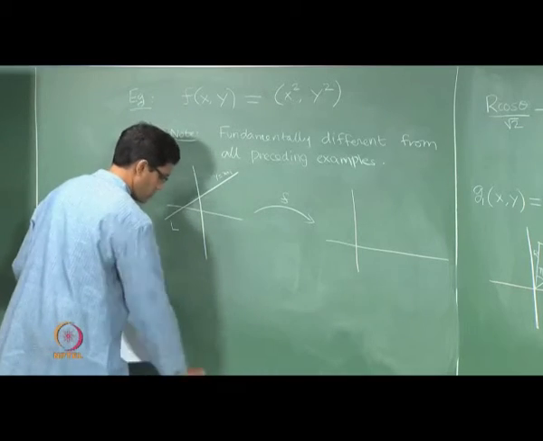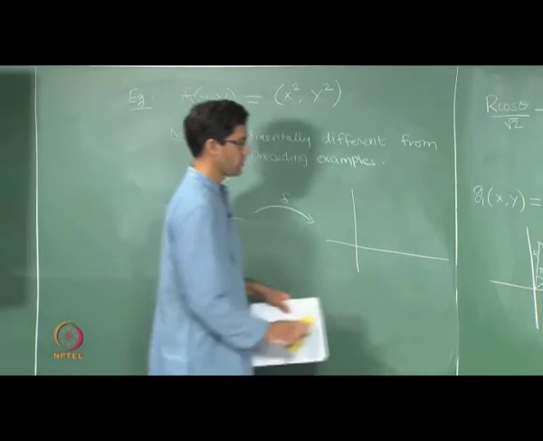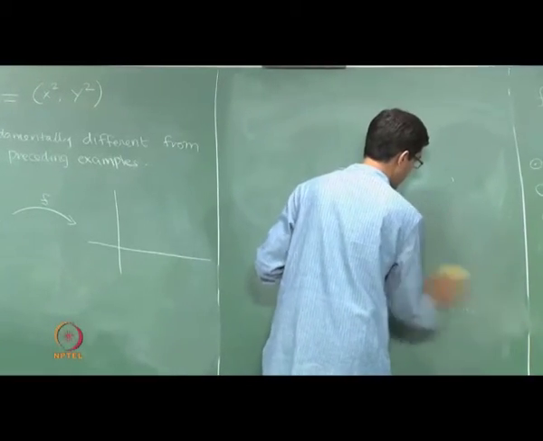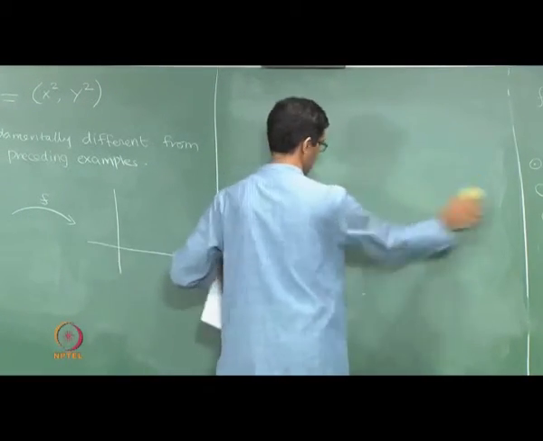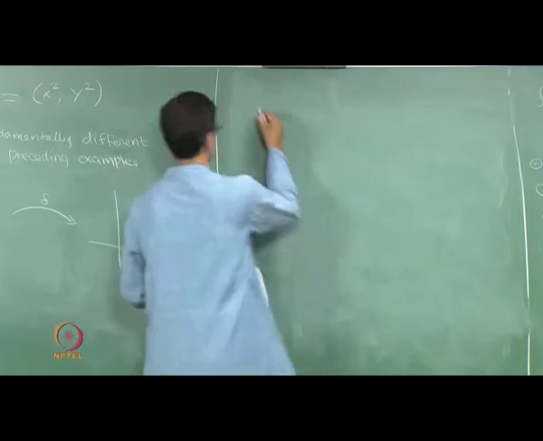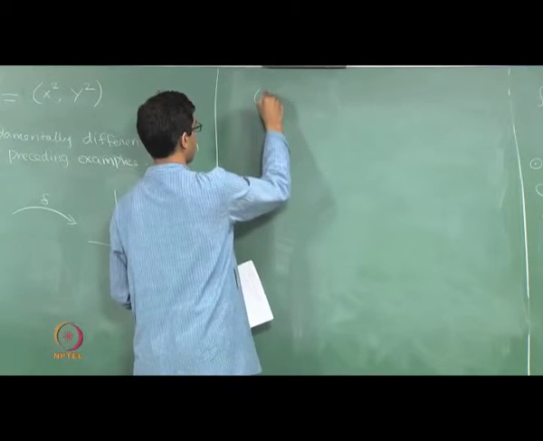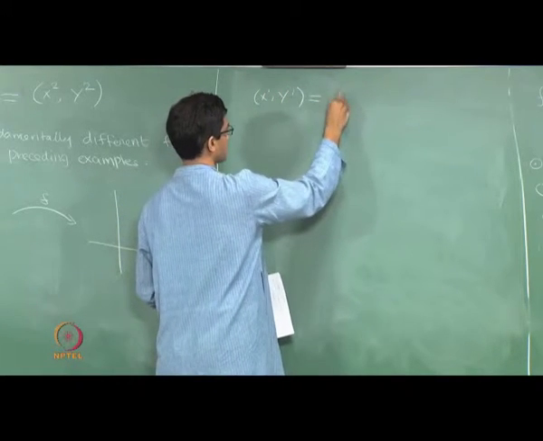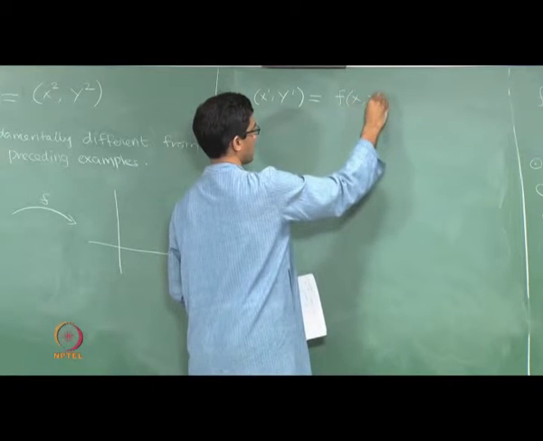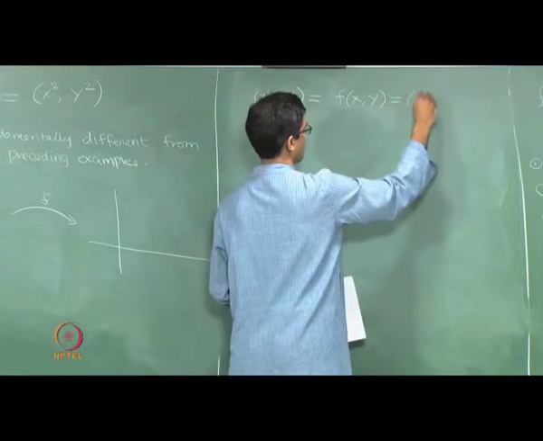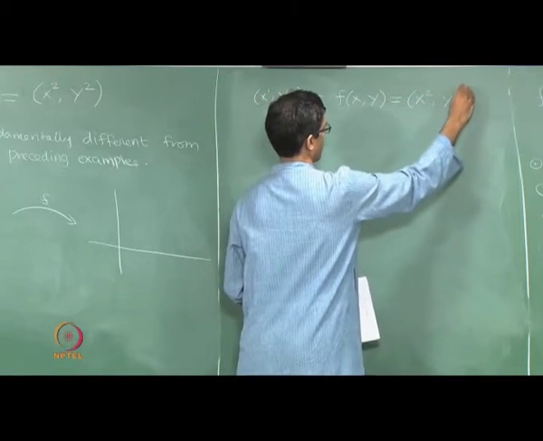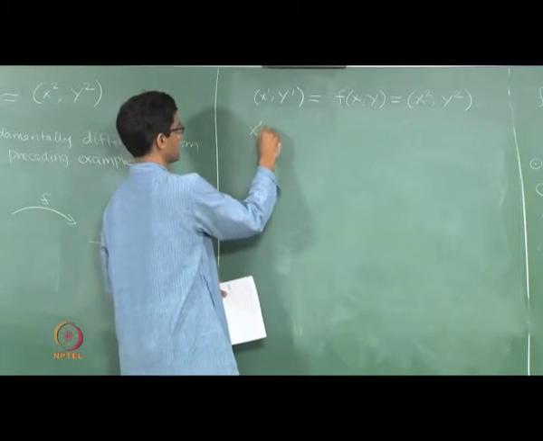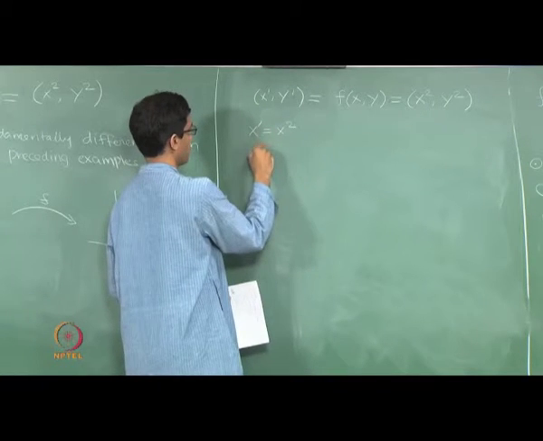Okay, so, what's the approach? Let us write, just as we did earlier, an equation for the image. So, let us call x prime, y prime to be the image, let us call it f of x, y. In other words, this is x squared, y squared. Okay. So, this just means of course that x prime is x squared and y prime is y squared.